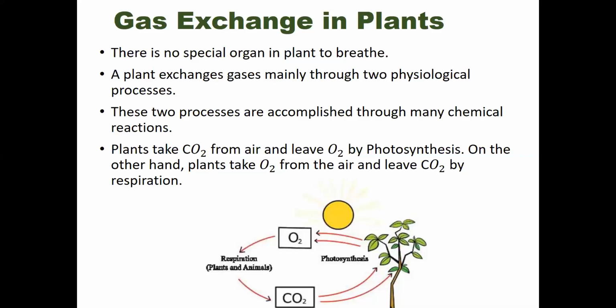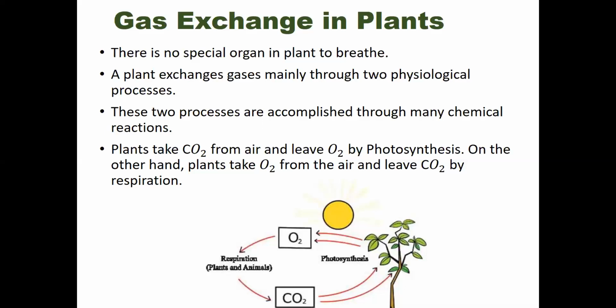In daylight, or in the presence of sufficient light, the rate of photosynthesis, that means oxygen production and carbon dioxide consumption, usually occurs more. The rate of photosynthesis is higher than at night. In most cases, in the absence of sunlight, photosynthesis does not take place. But respiration is a continuous process. It takes place night and day, 24 hours.